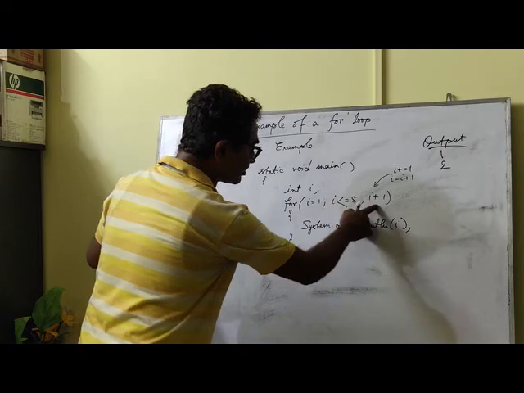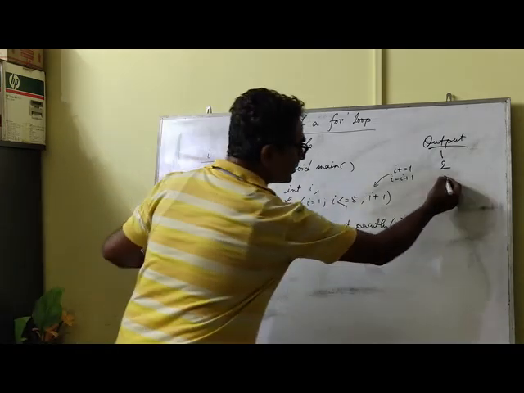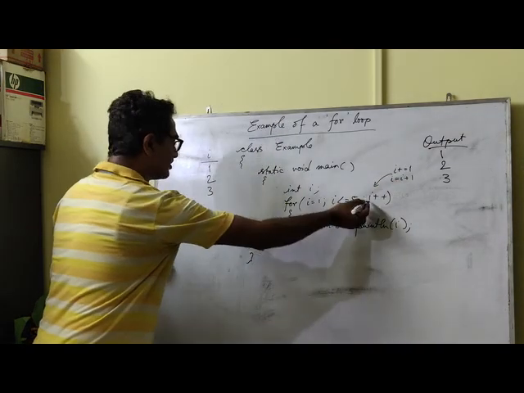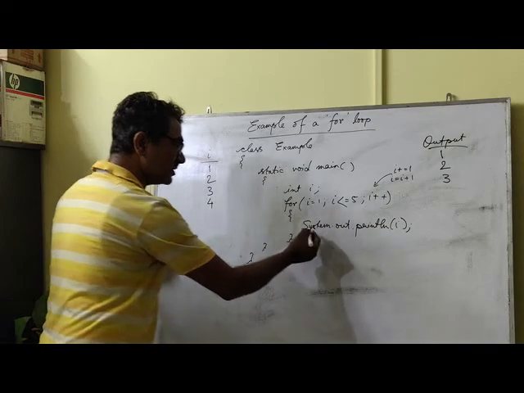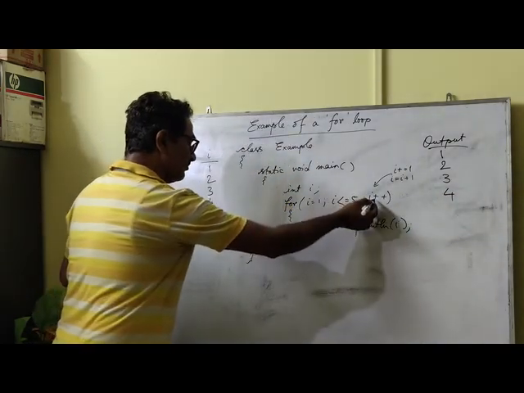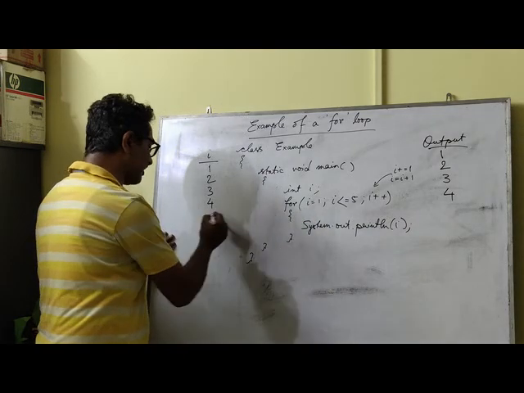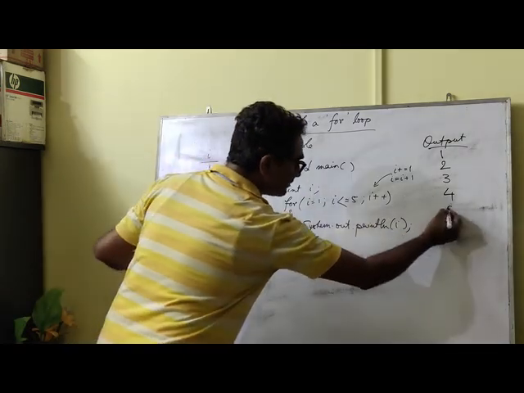And again it comes to the updation, the next value of i is 3, and the condition is still valid, print i, it's going to print 3. Again the updation part, the value of i becomes 4, and the condition is still valid, print i, it's going to print 4. Next, the value of i will be incremented once again, so the value of i is 5, and the condition is still true, and display i is going to print 5.